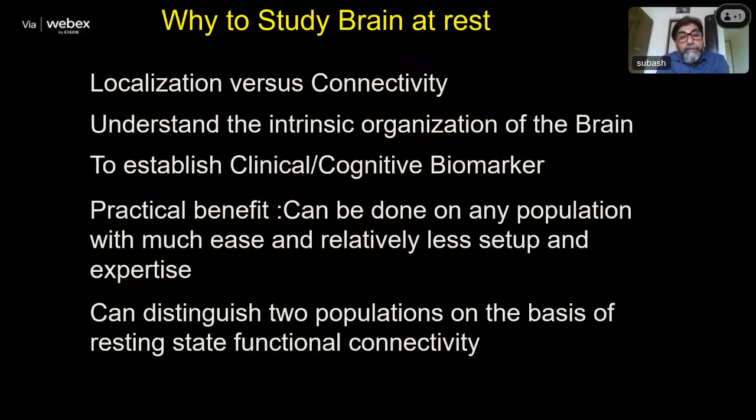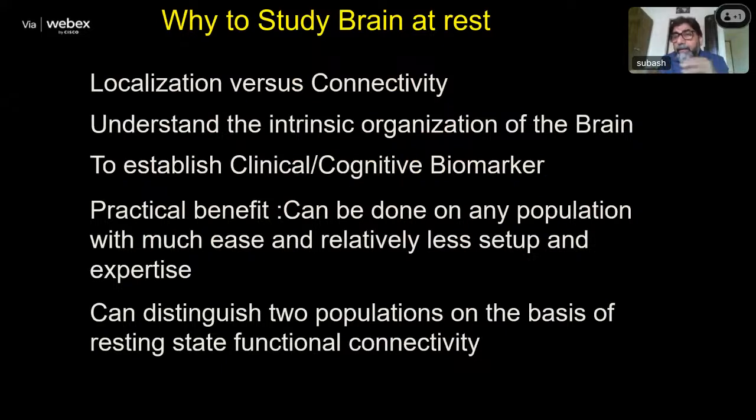It can be done on any population with relative ease, and with less setup and expertise. In task-based fMRI, you also need very expensive accessories, as I showed you last time. This is a projection device, which itself costs 1 crore, and then you have to design the task and take the psychological battery. So it becomes very complex.